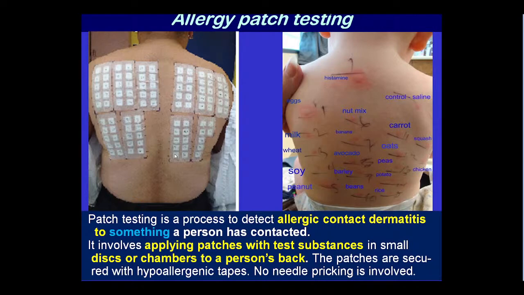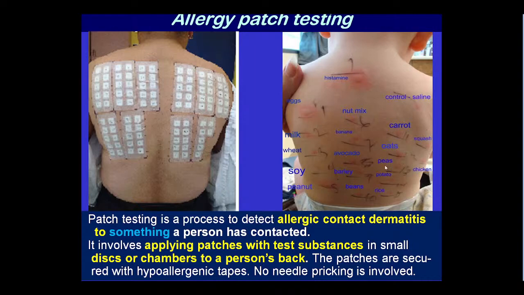In the left part of the slide you see how these chambers or discs are fixed to the surface of the skin on the back of the patient. In the right part of this slide, first of all, pay attention to the histamine. The chamber with the histamine was attached to the upper part of the back of this baby, and you see a very intense inflammatory reaction.